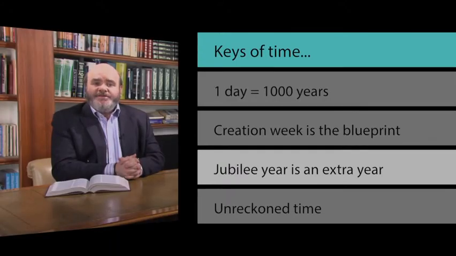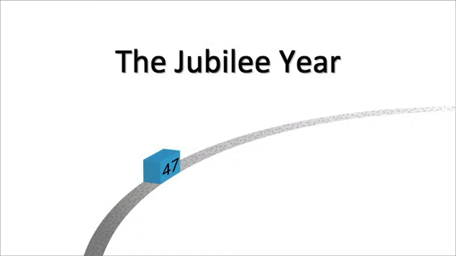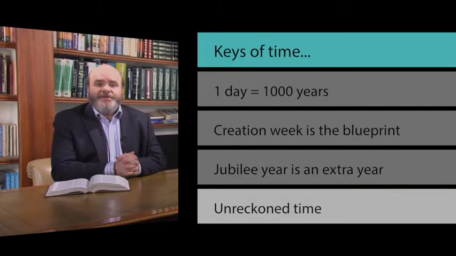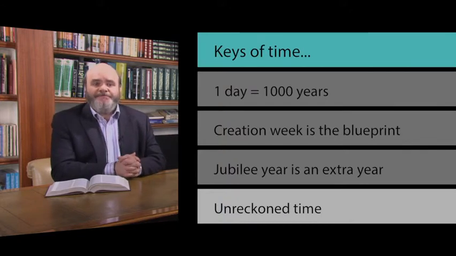Key 3 says, at the end of every Jubilee cycle of 49 actual years, God adds a special 50th year of grace. This must be a measurement in the redemption chronology. Key 4 is the principle of unreckoned time, which says that God does not count times when his people's sin causes his plan of redemption to be suspended.